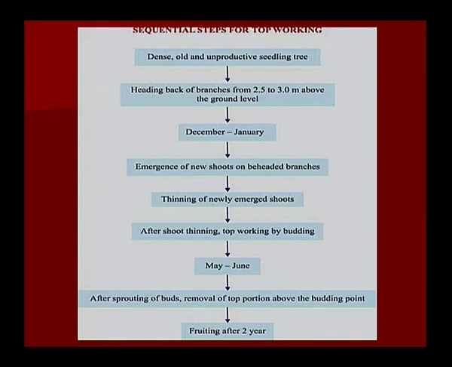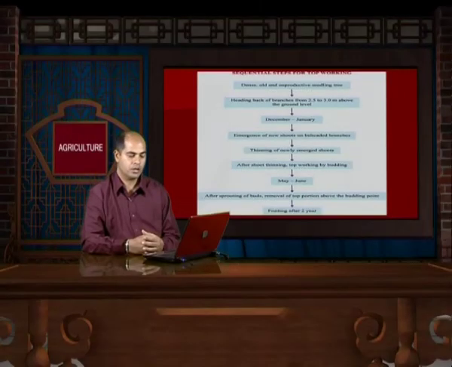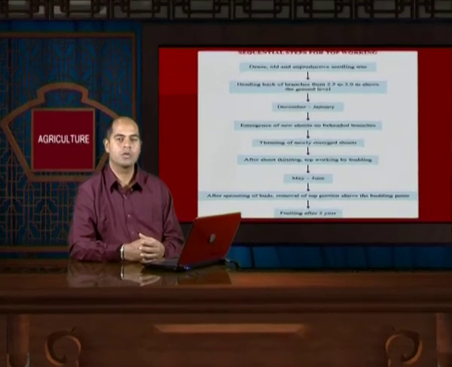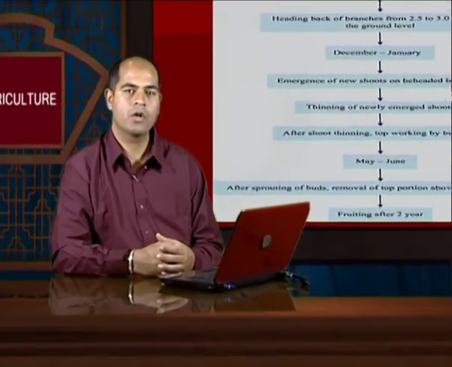After shoot thinning, top working by budding is done during May or June. After sprouting of buds, removal of top portion above the budding point is done, and fruiting is observed after 2 years of rejuvenation. So, we briefly discussed the practice adopted for rejuvenation of Amla.